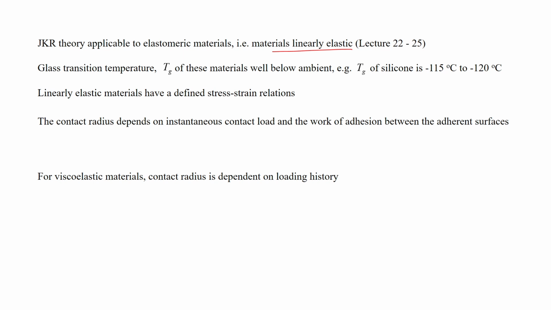Also remember that elastomeric materials remain soft and elastomeric because their glass transition temperature is well below the ambient condition. For example, PDMS or polydimethyl siloxane or silicone, whatever you call it, has a glass transition temperature of minus 115 to minus 120 degrees Celsius, and so at room temperature it remains soft and elastic. And for these elastic spheres, this is important.